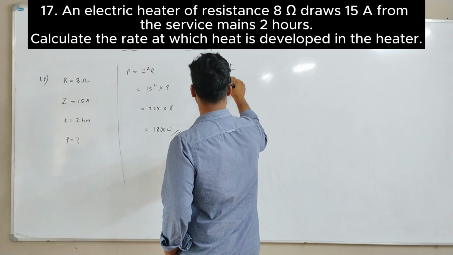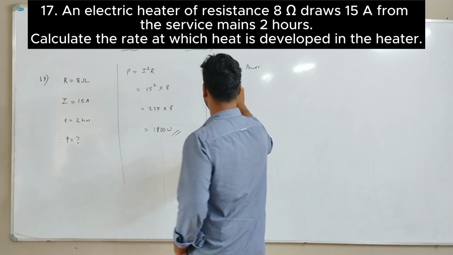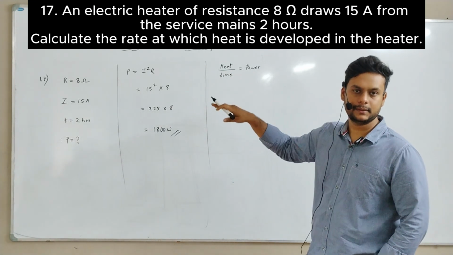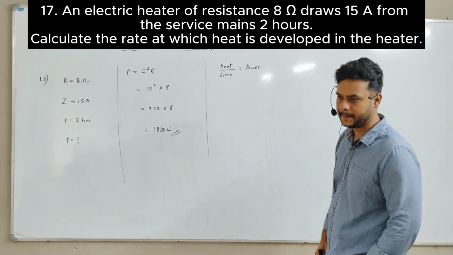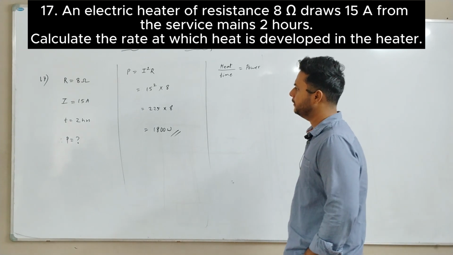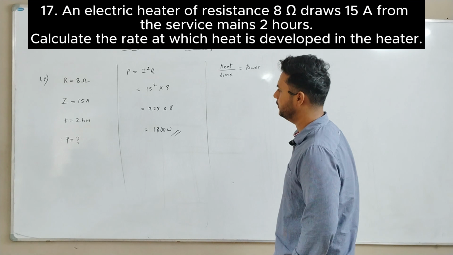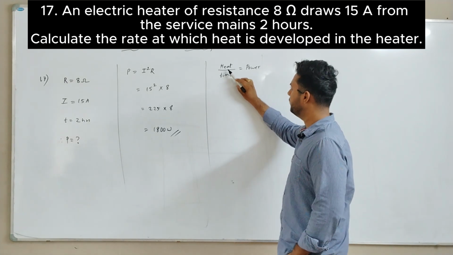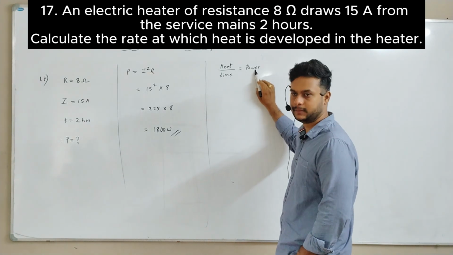See, heat by time is equal to, we equate it as power. So instead of finding this heat by time, we directly found power. Read the question once again. An electric heater of resistance 8 ohm draws 15 ampere from the service mains. Calculate the rate at which heat is developed, which is equated to direct power.